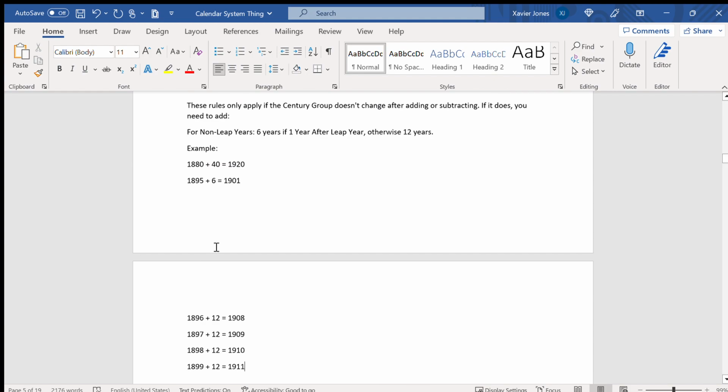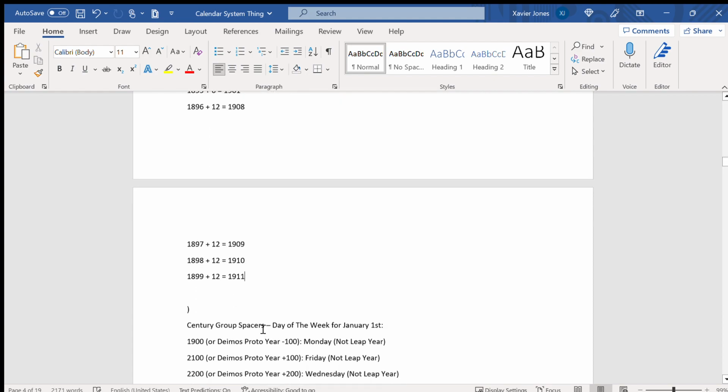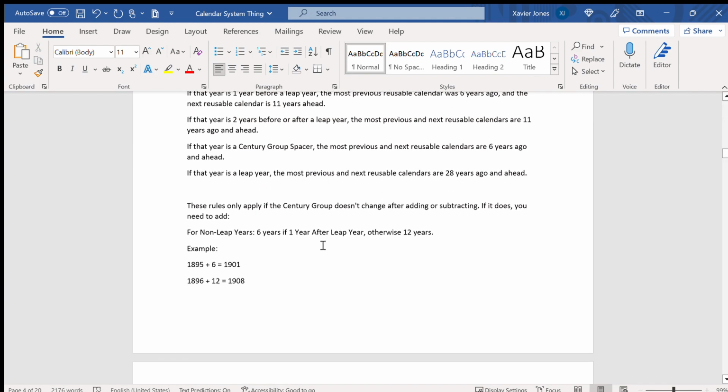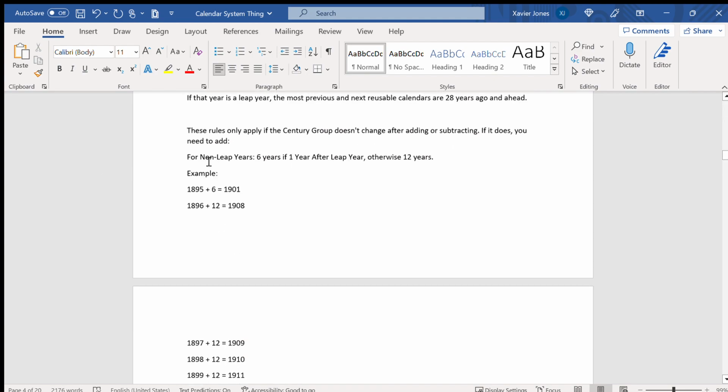Awesome. So 1895 is 1 year after a leap year, so you add 6. This is like a whole thing. I did not expect it to be that crazy. You need to add, for non-leap years, 6 years if 1 year after a leap year, otherwise 12 years.